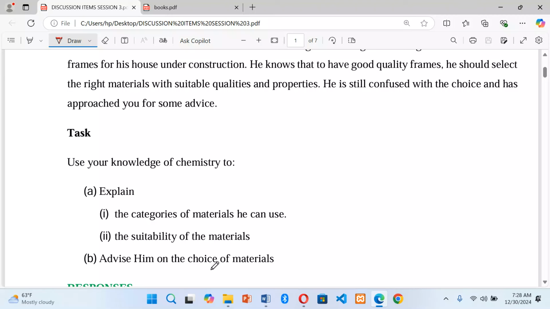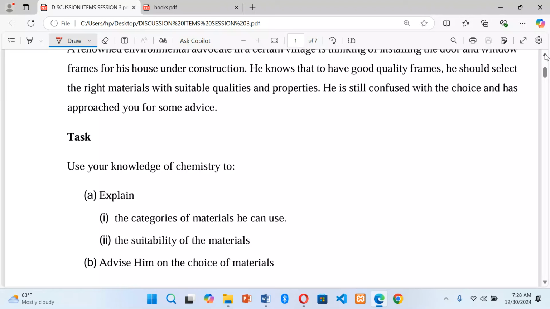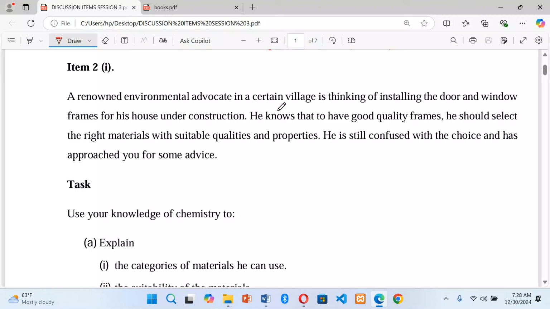So when you look at this scenario, where is the problem and from which topic is it coming from? This is someone in the village who wants to install a door and a window frame on his house, which is under construction. Now his problem is selecting which right material he can use for this purpose, which means we are looking at the kind of materials he can use and which are suitable, which have the capacity to do the job that he's going to use them for.